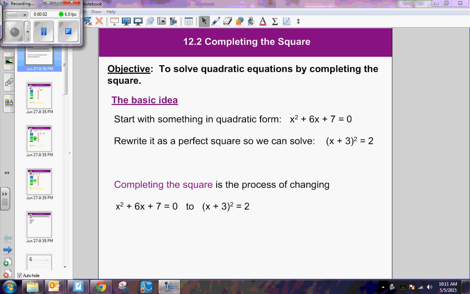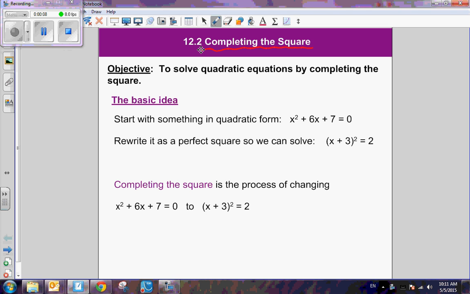Hello, today I am going to teach you the method of completing the square. Now, completing the square is a new method, and the point of it is sometimes we will start with an equation that looks like this.